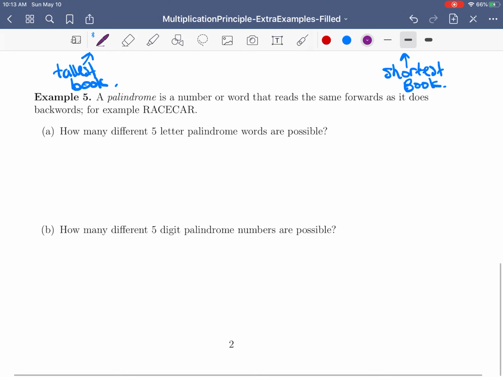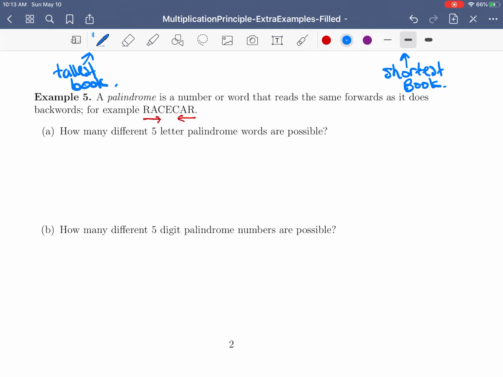Now, example 5. First we have a definition that you may or may not have heard of. A palindrome is a number or a word that reads the same forwards as it does backwards. So for example, I have race car here. This happens to be my favorite one. This would be a 7-letter palindrome. If you read it from left to right, it says race car. But if you read it from right to left, it still says race car.